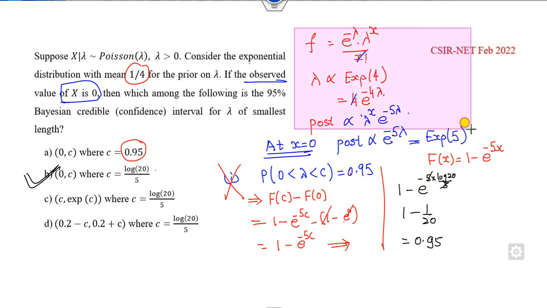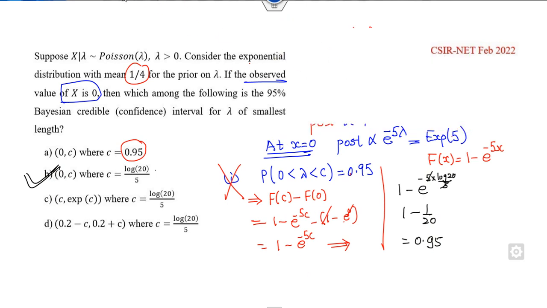Look at the third option. You have to write this probability: c is less than lambda is less than e raised to power c. I write it in terms of the CDF, which is here.